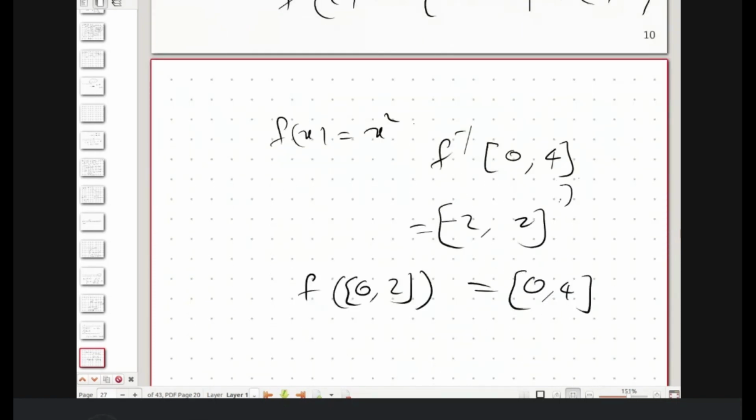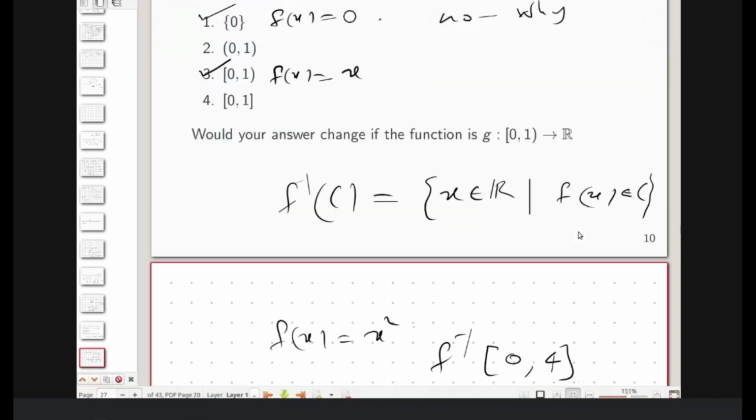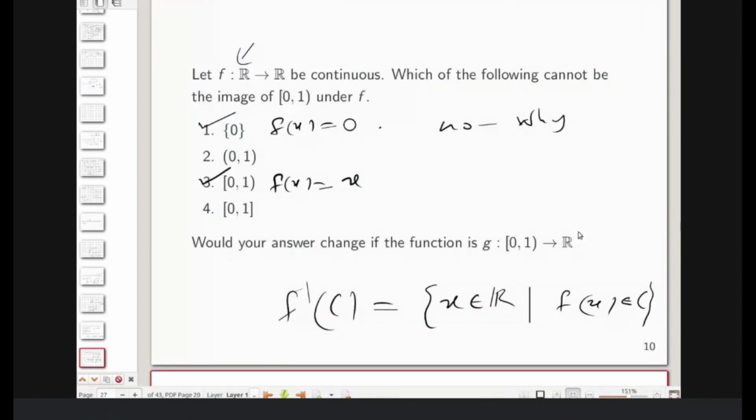Yes, f inverse may be something like this. The preimage can be open (-1,2), which is not a closed set, but still the image is a closed set, you see. So it's not necessary, Abhinand. But as it goes, open (0,1) cannot be an image.